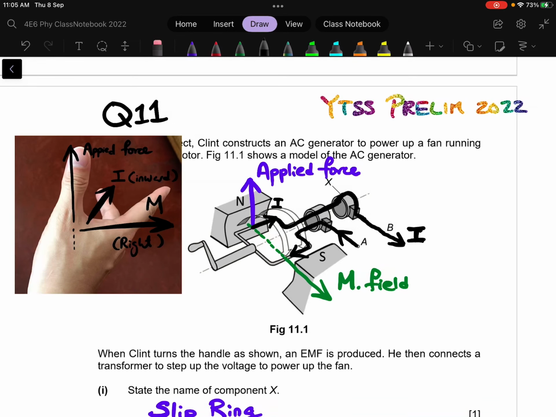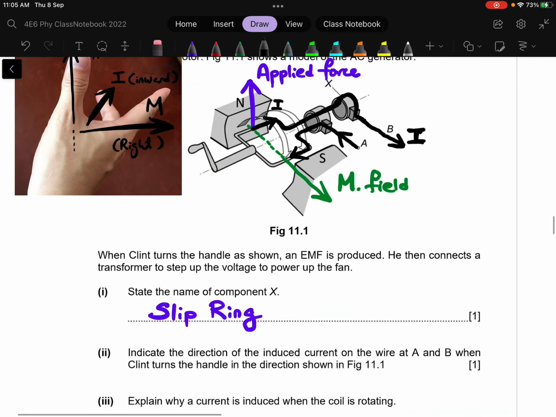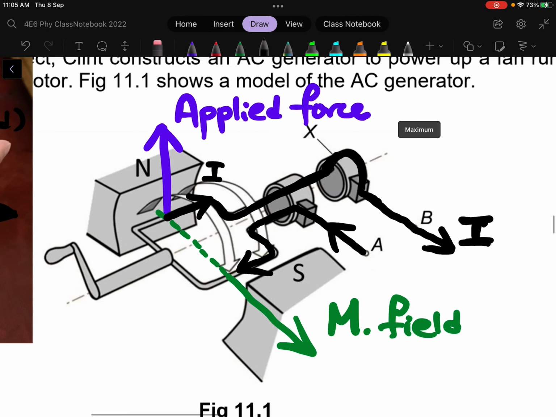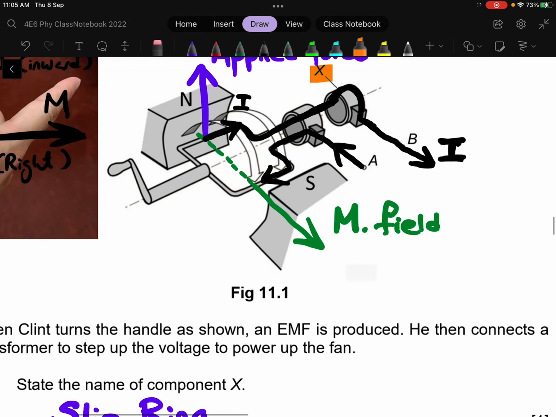In this video, I'll be going through the YTSS Prelim 2022, question 11. For question 11, it is mainly on your EMI, the last chapter about the alternating current generator. For part I, I'm asking you to identify component X. Component X is this ring over here.